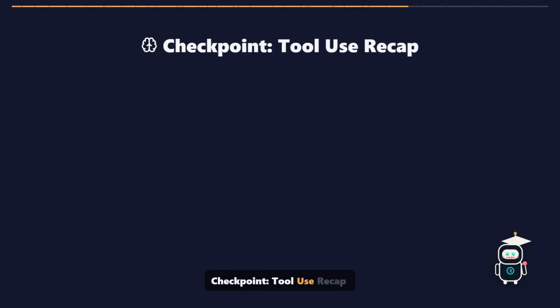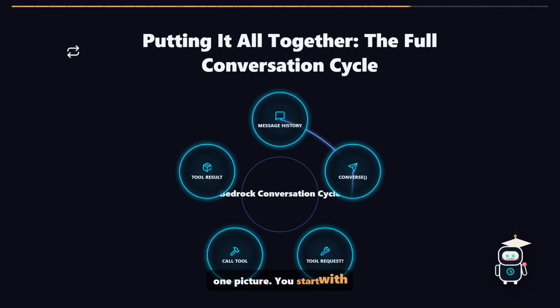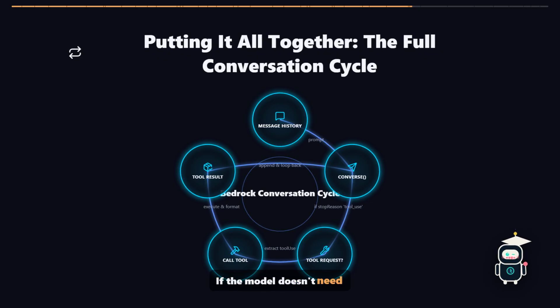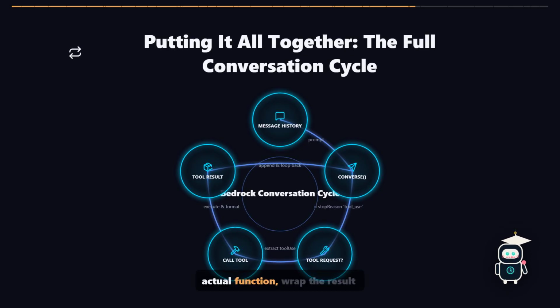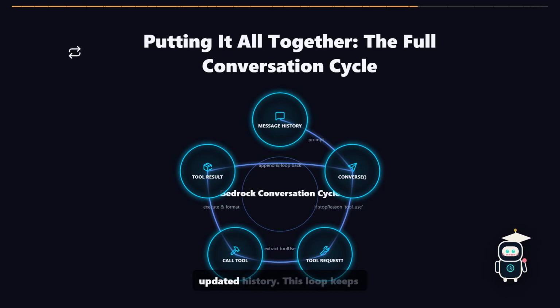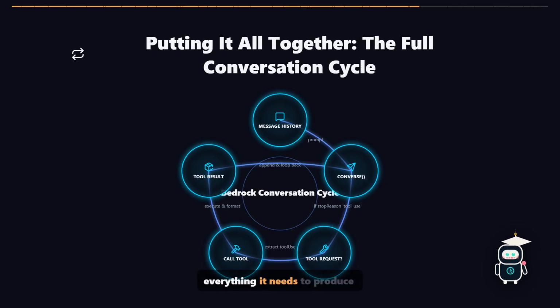Checkpoint. Tool use recap. Here's the whole cycle in one picture. You start with a message history and send it to the Converse API. If the model doesn't need a tool, you get a final answer. But if stop reason is tool use, you pivot, extract the tool request, run the actual function, wrap the result back into a tool result message and append it. Then you call Converse again with the updated history. This loop keeps spinning until the model has everything it needs to produce a real answer, not a guess.